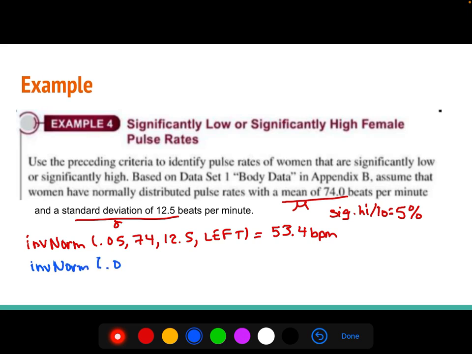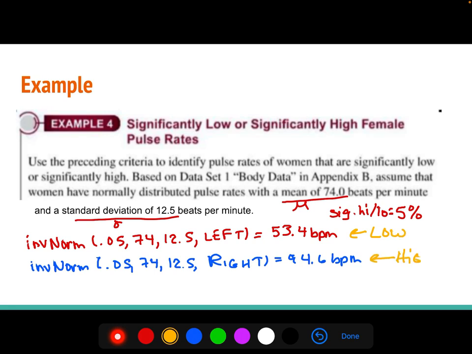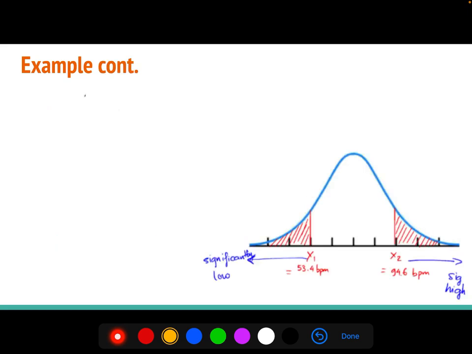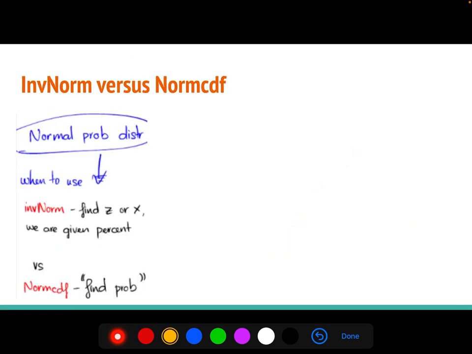And then we're going to do the other way, inverse norm. Again, 0.05, 74, and 12.5. But this time to the right. And we know that is going to be 94.6 beats per minute for our significantly high range. So this one's for our low, anything less than that, and this one's for our high, anything higher than that.